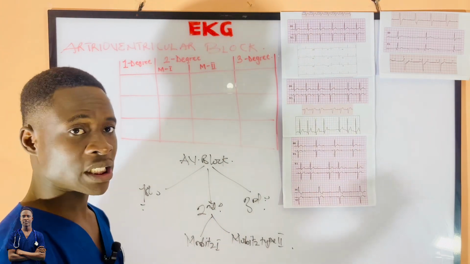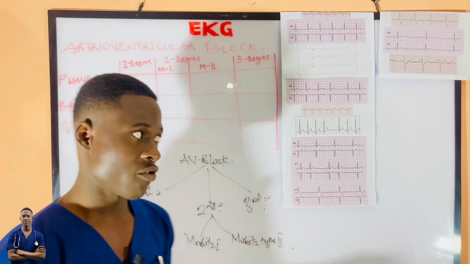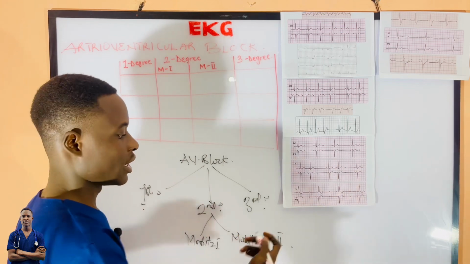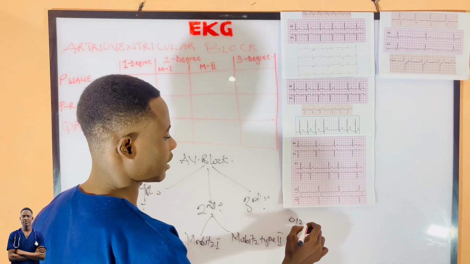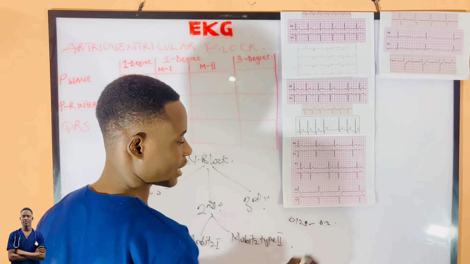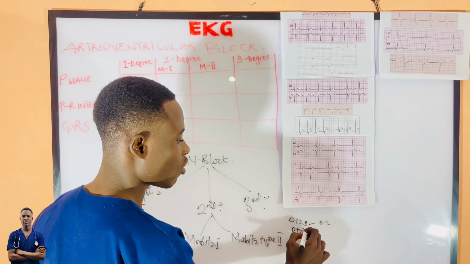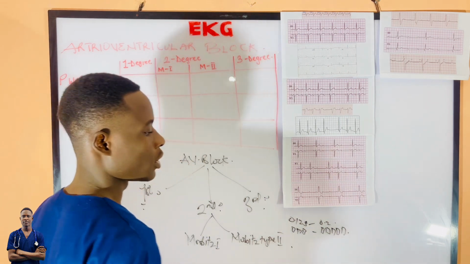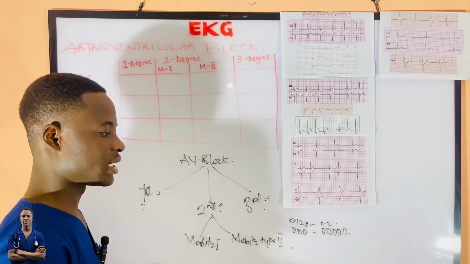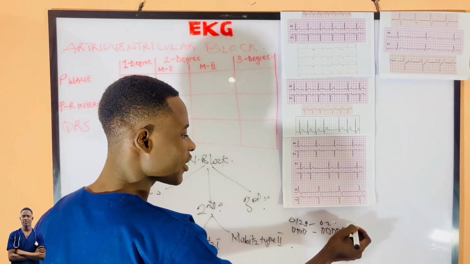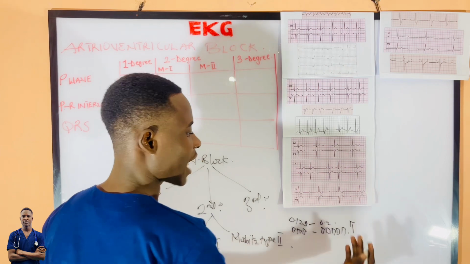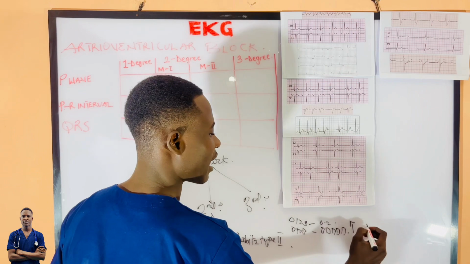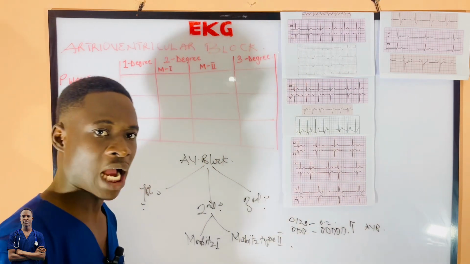Now, physiologically, from our previous video, you can remember that the physiological transmission of the electrical impulse takes about 0.12 seconds to 0.2 seconds, which is about 3 small boxes to 5 small boxes. So in a condition in which there's an increase in the time taken for the electrical impulse to be transmitted, we say we have an AV block. Are we clear with it?